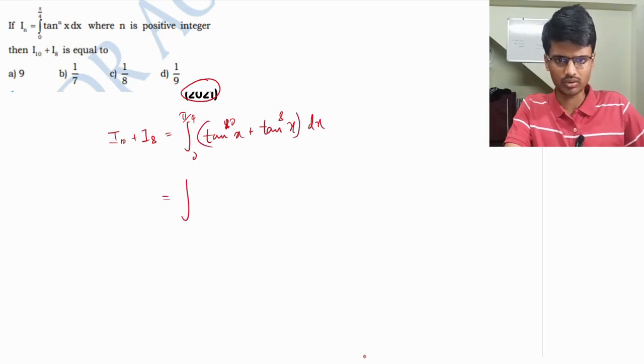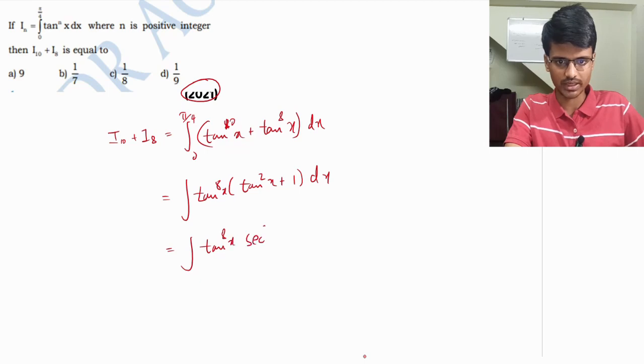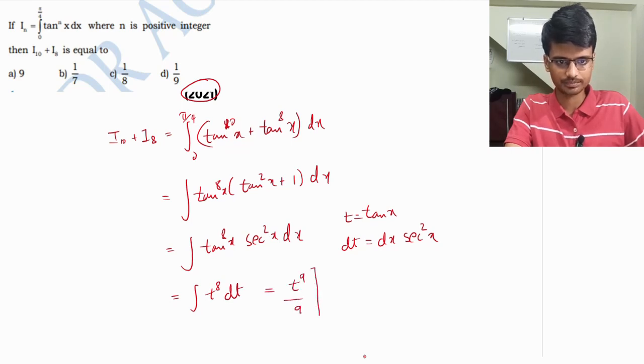So what can I do? I can take common, right? Here tan power 8x is common, so it is tan square x plus 1 dx. Here you can see tan to the power 8x sec square x dx. I can do the substitution here. T equal to tan x, dt is equal to sec square x dx. On substituting this, I'll get t power 8 dt. T power 8 integration is t power 9 by 9, where t is nothing but tan x, so tan x power 9 by 9.